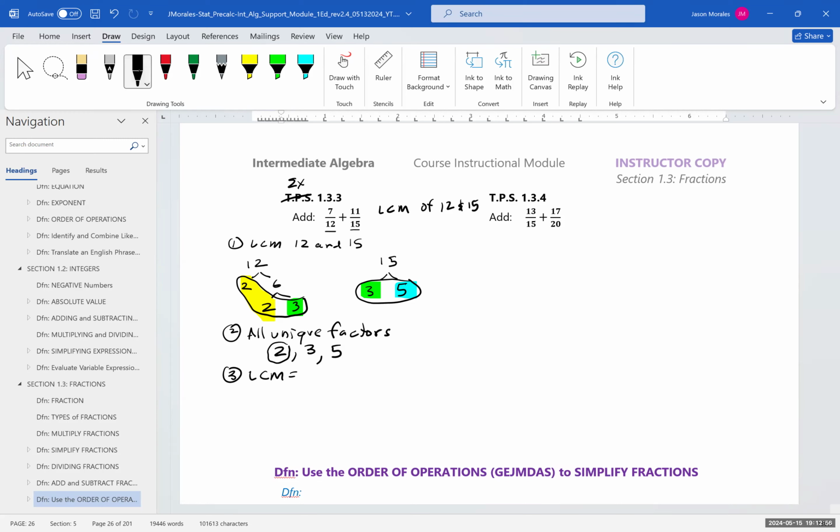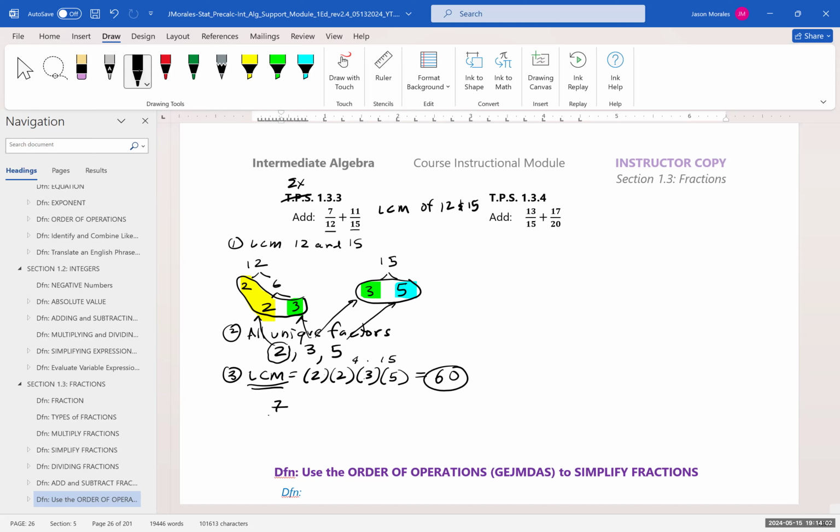So our 2 occurs twice in this one. That's the maximum number of times it occurs. It doesn't even occur in this one. So we've got 2 2's. So because 2 occurs twice, we're going to have 2 of those in our least common multiple. And then 3 occurs only once in both. So the maximum number of 3's we have across both is 1. And 5 only occurs in one of these, with only occurring once. So our least common multiple is going to be 2 times 2 times 3 times 5, which is what? 4 times 15. So our least common multiple is 60.